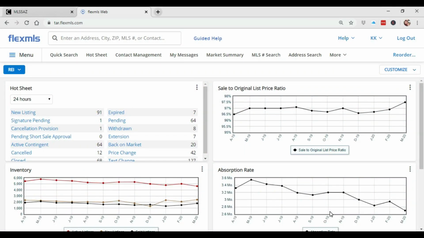What we're going to do right now is a quick comparative market analysis and figure out the value of a property that I recently saw today. If you've been watching this video, you'll know the property we saw this afternoon was an inherited property, and we took a look at it.